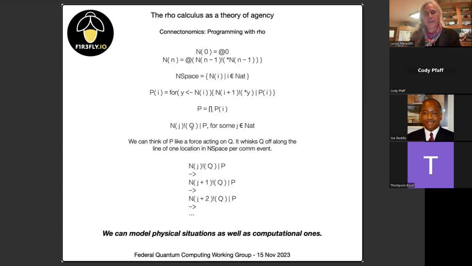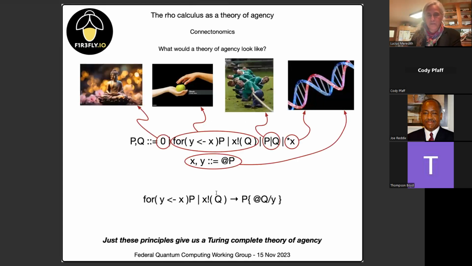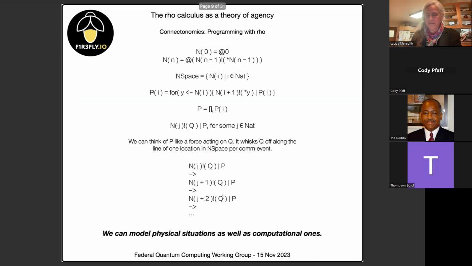Now, what happens if we send a process Q at, say, n_j, running together with P? What we'll see is that it acts like a force on Q. It whisks Q off along the line, one location in n space per communication event. So this looks very much like a physical force.